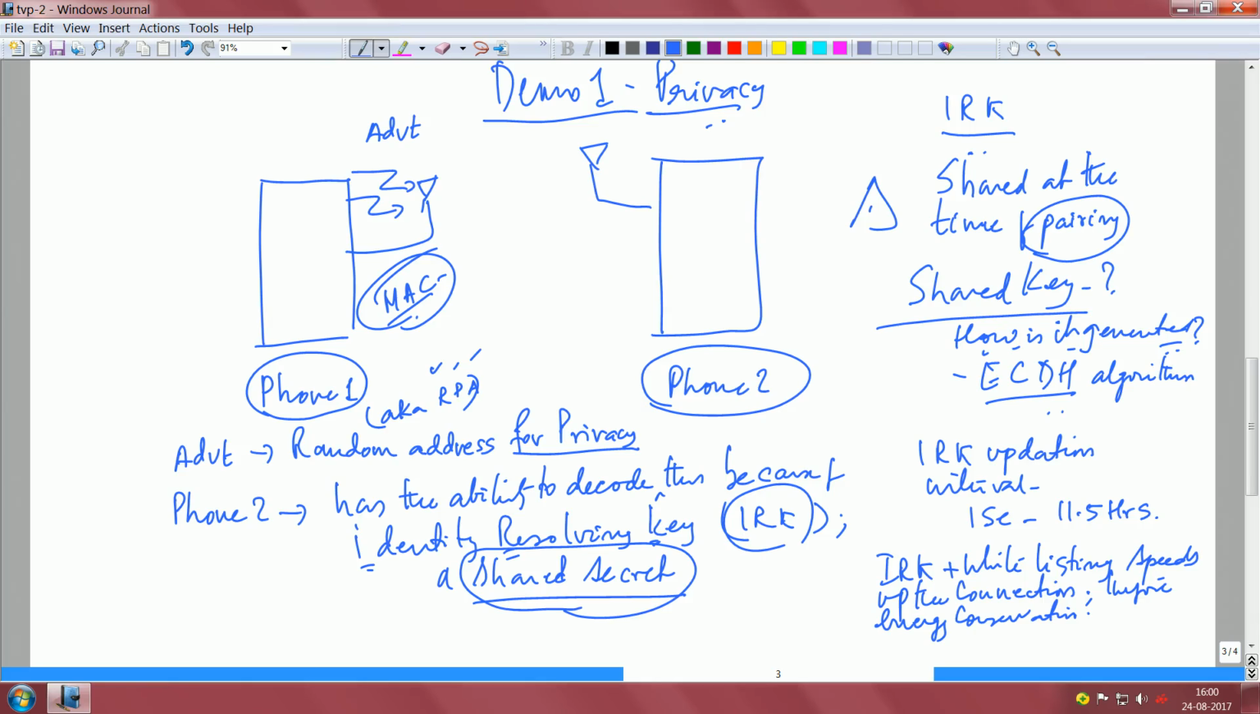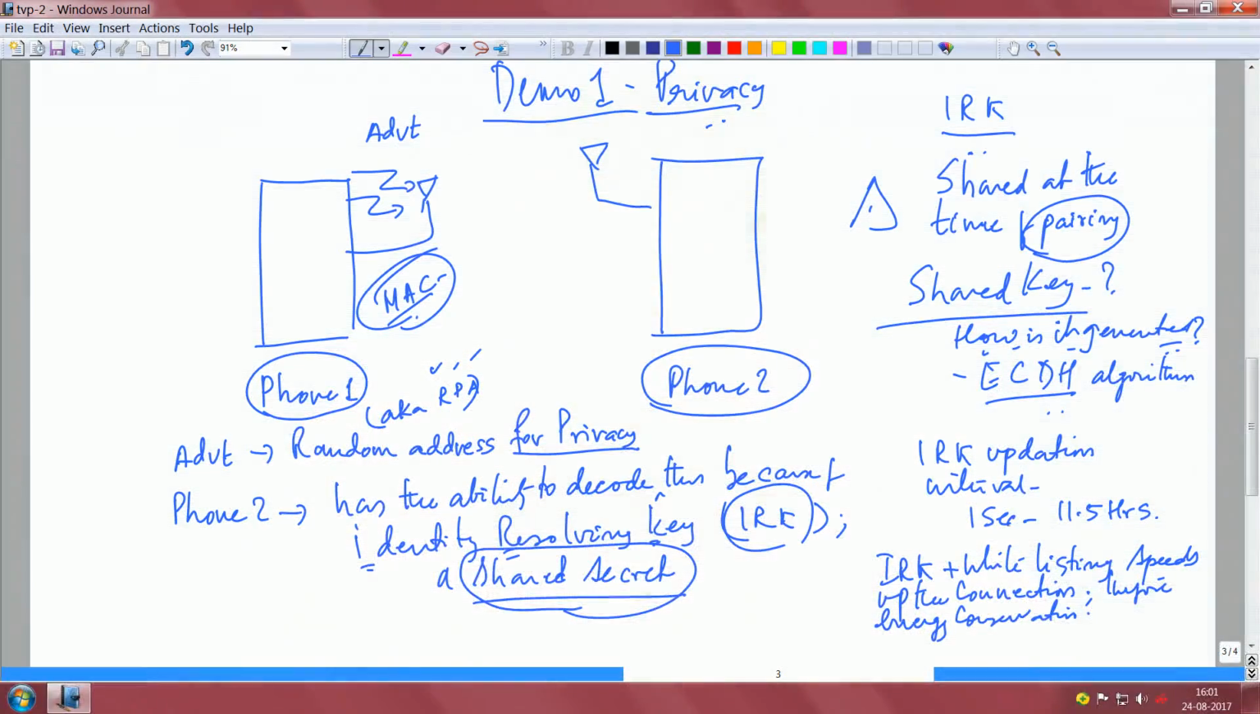And this IRK updation, that is, you keep changing the shared secret itself to keep it very hard for any person to penetrate the privacy of these devices. You keep changing the shared key itself at an interval anywhere between 1 second and 11.5 hours.